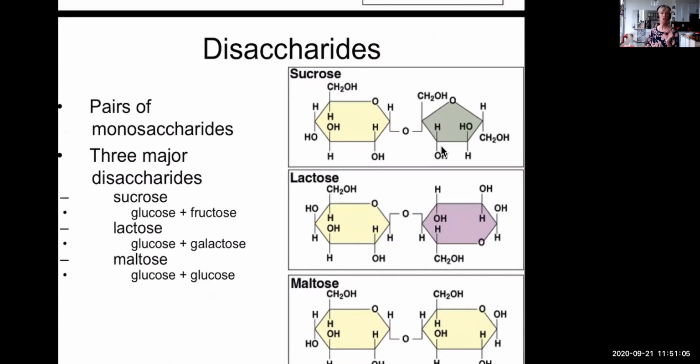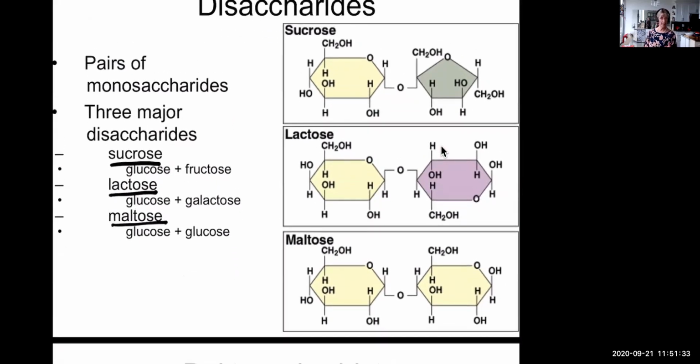Disaccharides, di means 2. So disaccharides are pairs of monosaccharides. So there's one that you eat all the time, that's at your table, sucrose. So sucrose is a combination of glucose and fructose. Lactose is a combination of glucose and galactose. And maltose is a combination of glucose and glucose.